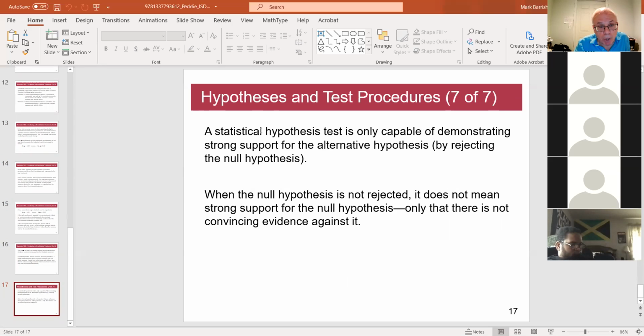Now, one important point here: a statistical hypothesis test is only capable of demonstrating strong support for the alternative hypothesis by rejecting the null hypothesis. It doesn't prove it, it just gives you strong support for it. When the null hypothesis is not rejected, it does not mean strong support for the null hypothesis. It just means that there's not enough evidence to reject it. Okay, clear on that? All right, so let's go to the next section, 10.2.